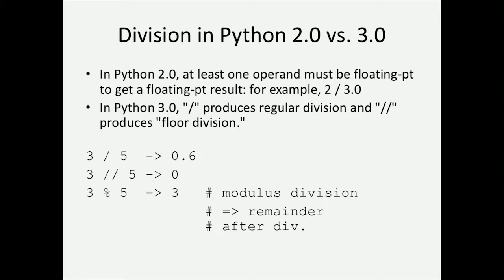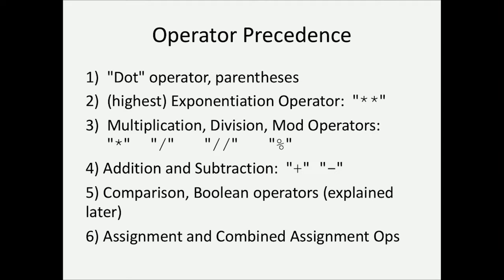And finally, if you want to get the remainder, you can combine integer division or floor division with remainder division, and that's what the percent sign is for. It also gives you modulus. It's also called modulus division. Operator precedence is important. I think it comes up on the exam once or twice, at least.